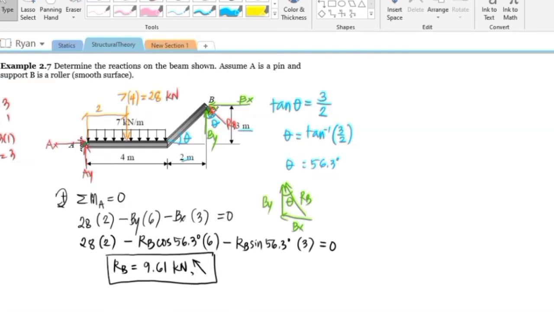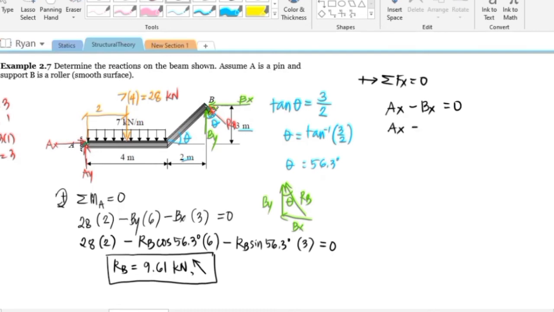So in order for us to compute for the reaction AX, we are going to summate forces horizontal is equal to 0, taking the direction to the right as positive. Makikita natin dito that we only have two forces, that is the AX directed to the right, so kaya positive siya, minus the BX directed to the left, so that is negative, is equal to 0.